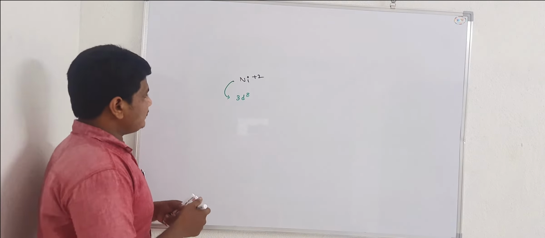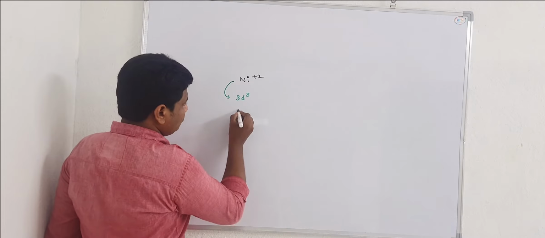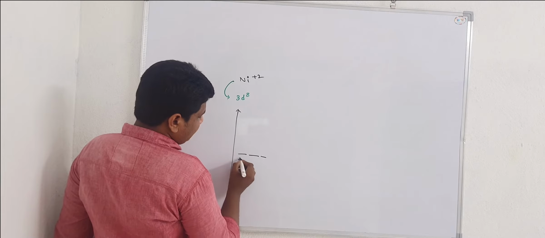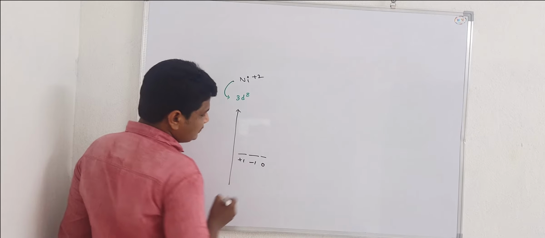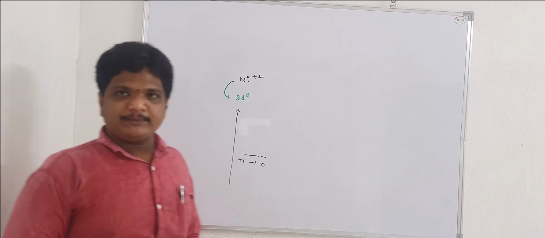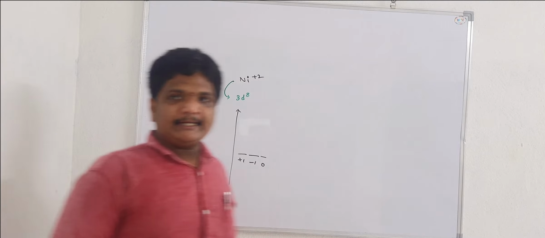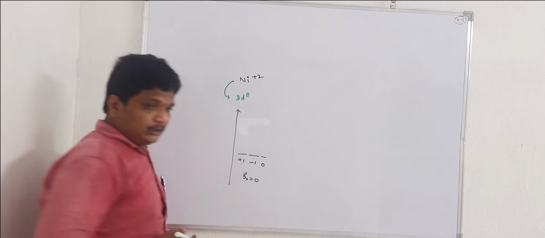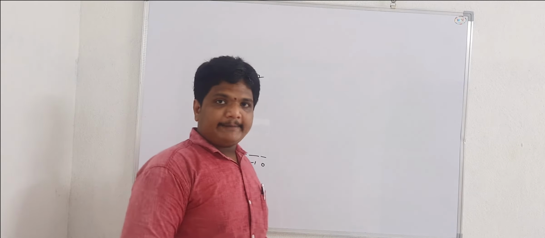So in the absence of external magnetic field, this plus 1, minus 1 and 0, these are the 3 energy levels of this spin, which will be degenerate in the state B is equal to 0. So that is in the absence of external magnetic field.